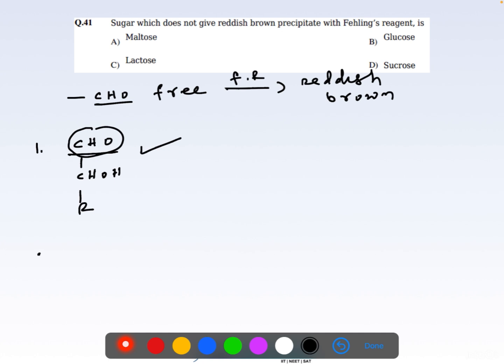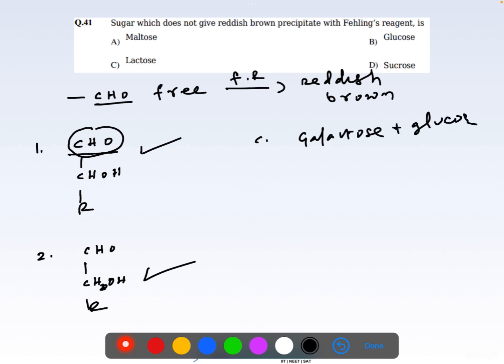Second option, glucose. Glucose and maltose are epimers. They have the same structure, they differ in configuration at only one carbon. So here glucose also has the free OH group, so it will also give a positive test with Fehling's reagent. Similarly, C, lactose is a dimer of galactose and glucose. So galactose and glucose are connected by the 1 and 4 carbons.